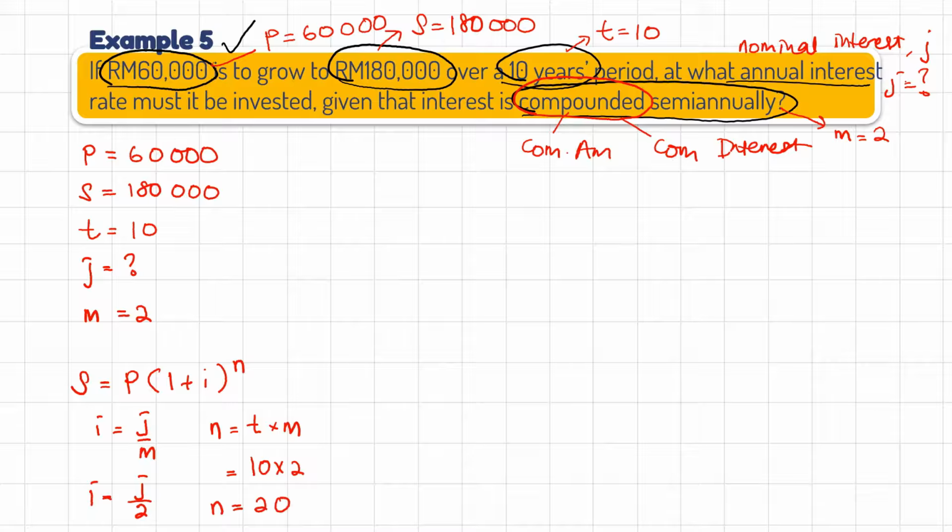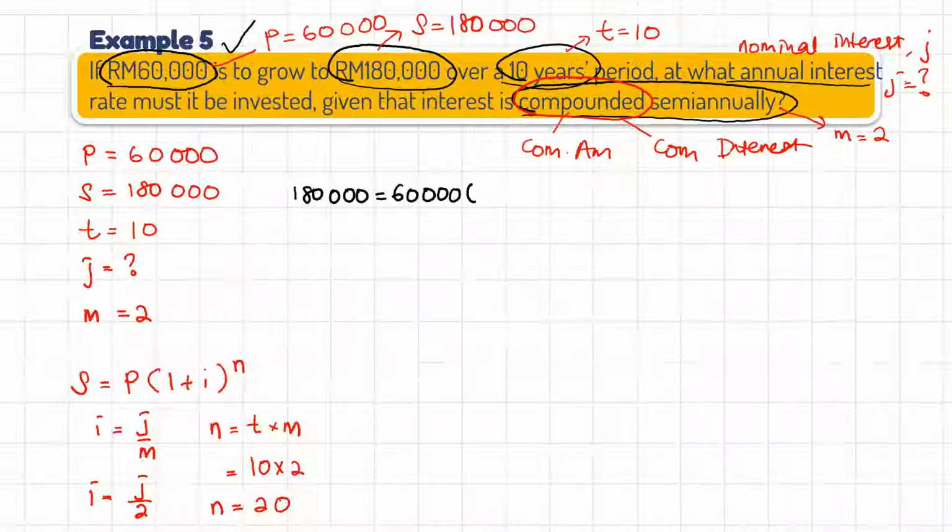Just put all the values inside the formula. So we have 180,000 equals to 60,000, 1 plus J over 2 to the power of N, which is 20.